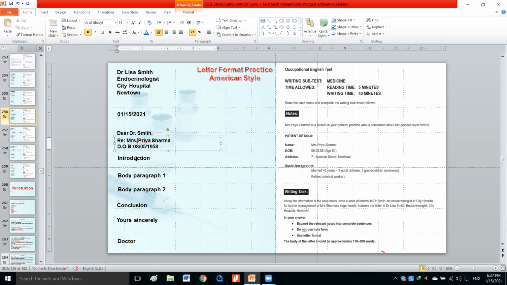Both correct. So maybe we have to change; we put the 5 in the beginning and then 8. What about this colon? Is it right to write a colon in American style for date of birth? You have to remove this colon and put a period with one space. Yes, you are right, sorry.